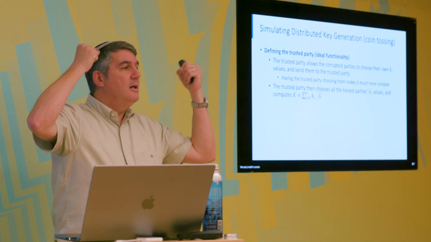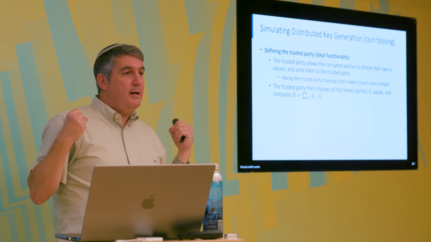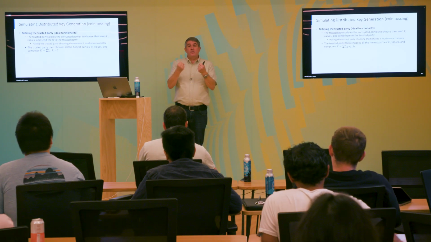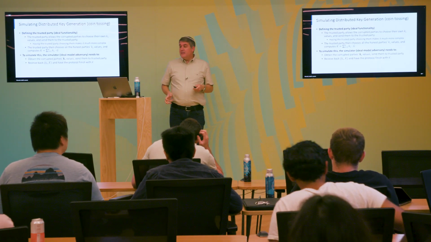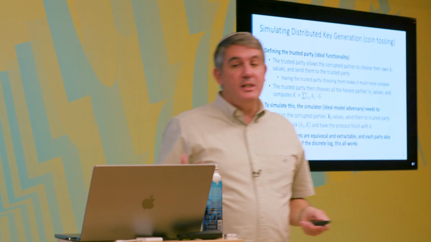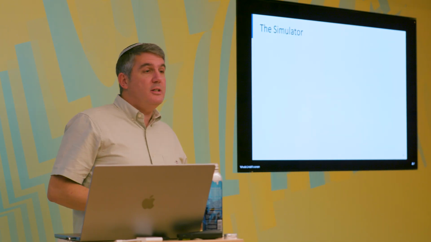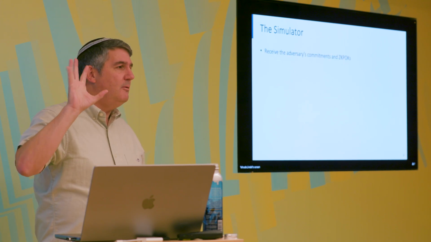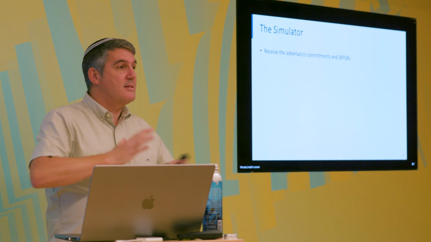So the trusted party gets the inputs from the corrupted parties, and then chooses the random inputs for the honest parties. That means I have to be able to extract the corrupted parties' inputs, and in order to simulate that, I have to be able to extract, and therefore I just add to the commitments also zero-knowledge proofs of knowledge that I can extract from, and then I'm done. Okay, so that's one approach to generally get distributed key generation, and the simulator. This is, by the way, coin tossing, or what we used to call augmented coin tossing. It's exactly the same thing.